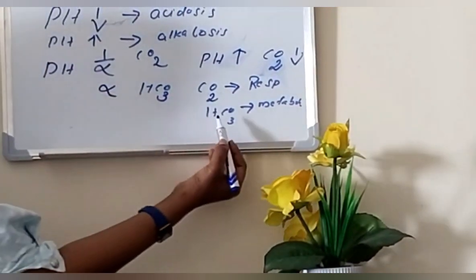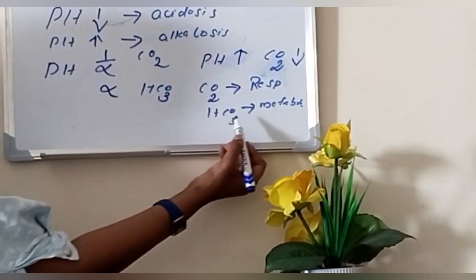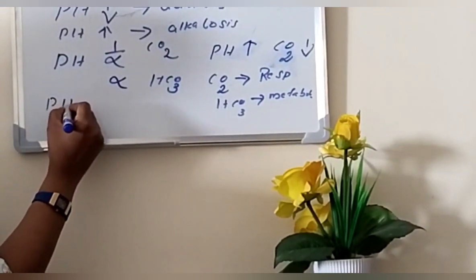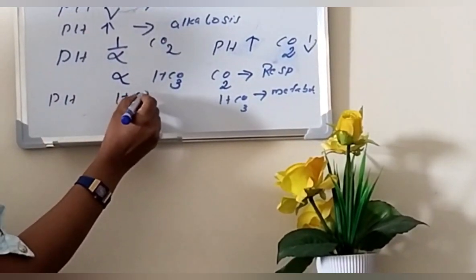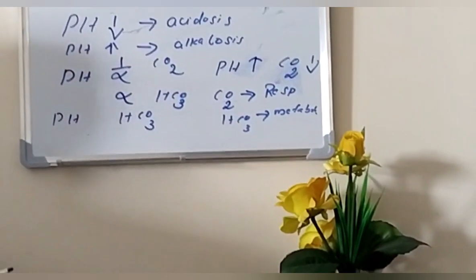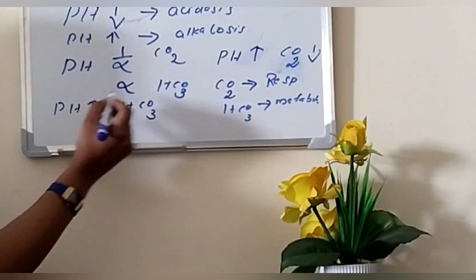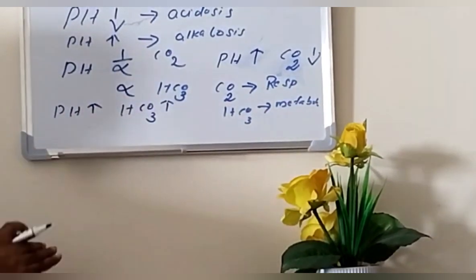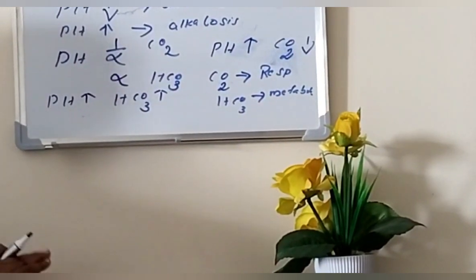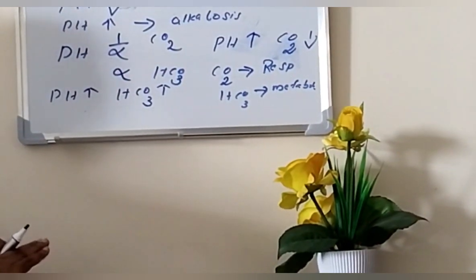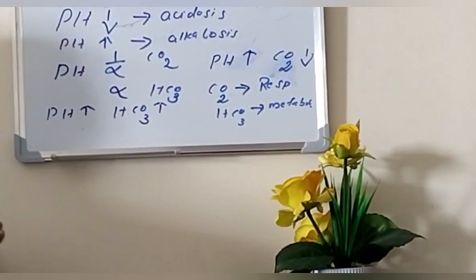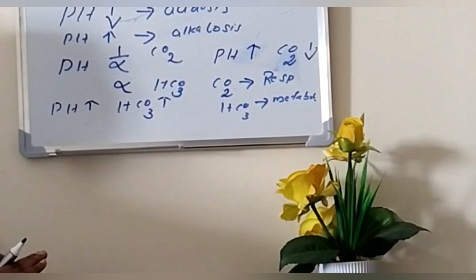Here again comes bicarbonate. Bicarbonate stage is called metabolic. So what is the relation between pH and bicarbonate? We already saw, it is directly proportional. What does it mean? When pH goes high, bicarb will go high. They are friends. They will always go together. CO2 and pH are not friends. They will not go together. But pH and bicarbonate have the same nature. When pH goes high, bicarb will go high.